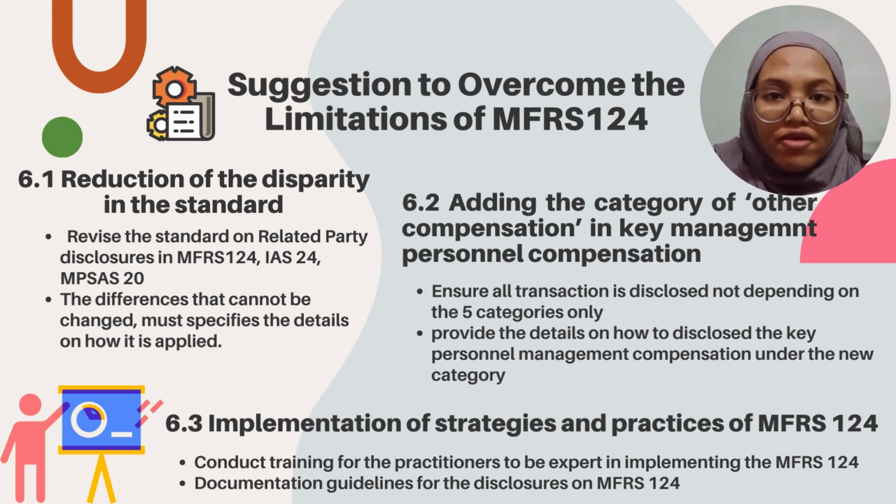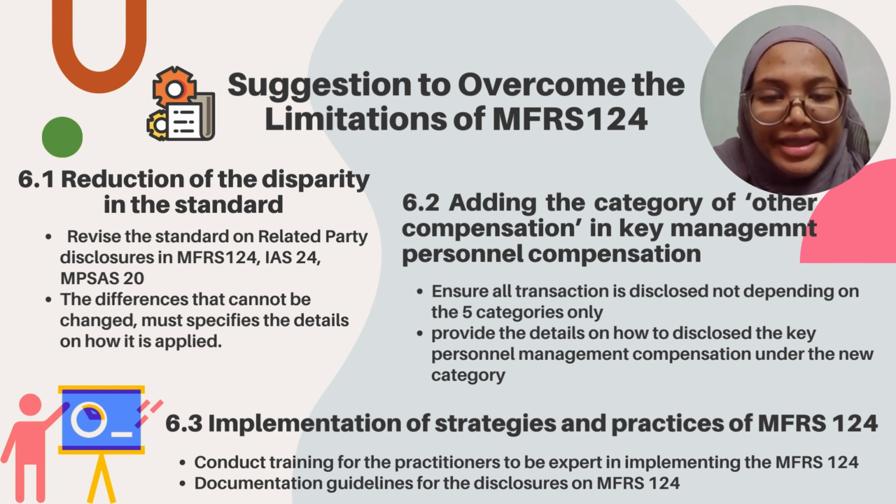Currently, it has 5 categories of compensations, and we suggest that we add another category, which is other compensations. This is to ensure that all the transactions regarding the compensations are disclosed under the MFRS 124. It is also necessary to provide details on the information requirements that should be disclosed under this category, the other compensations, regarding the MFRS 124, so that the accountant will easily understand and know what to be disclosed about the other compensations under this standard, MFRS 124.